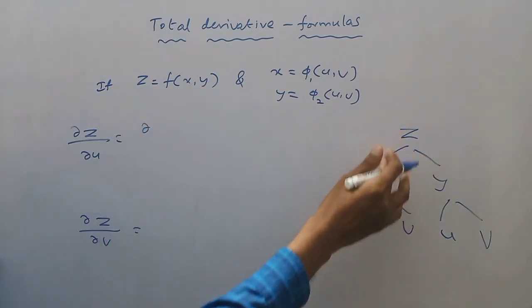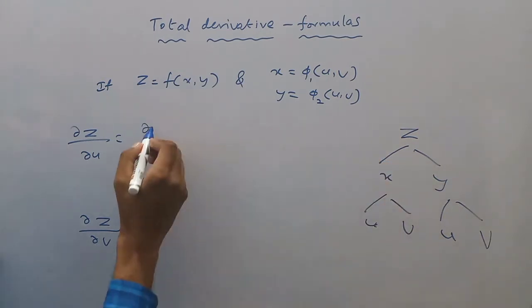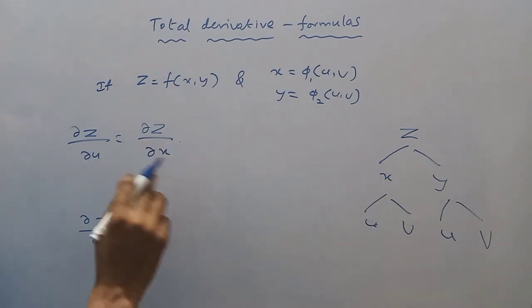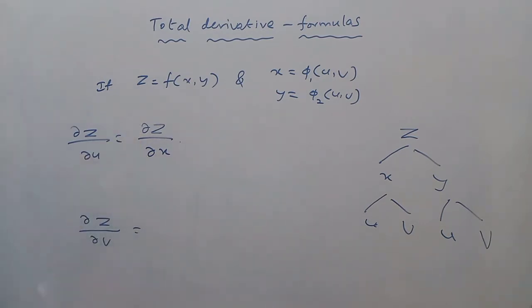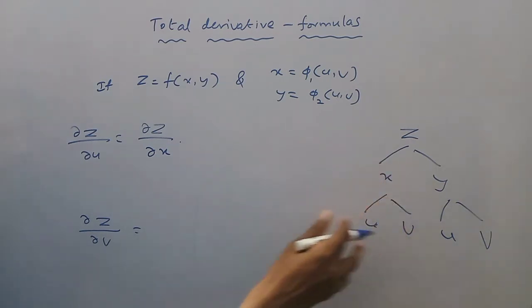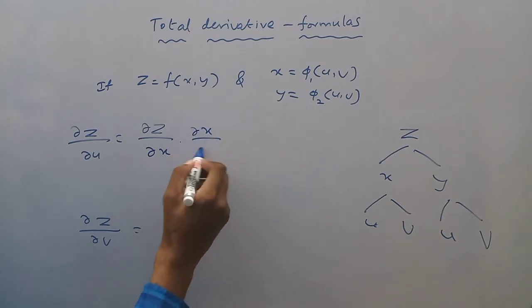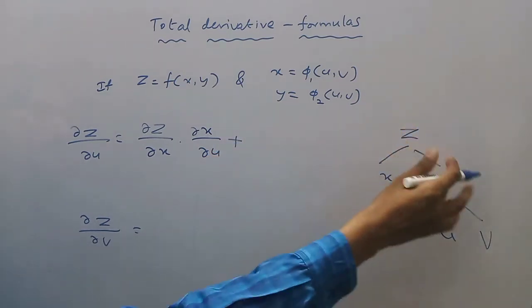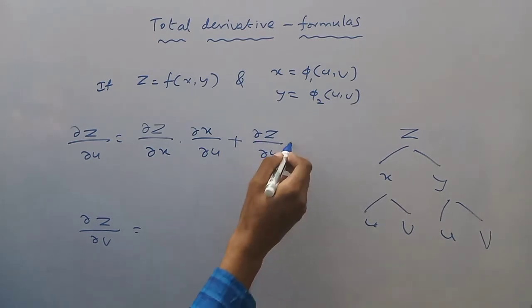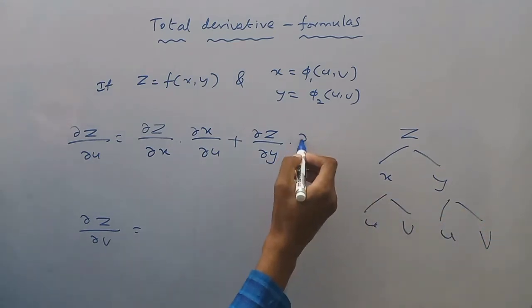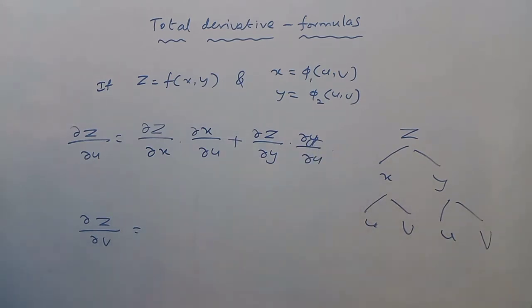So starting from z, first we have to cross x. Dou z by dou x, because z is a function of two variables, and two variables means the notation is dou. After crossing x, x is a function of u and v, again two variables, so dou x by dou u. Another possibility is through y. So plus, z is a function of two variables, so the notation is dou. Dou z by dou y into, again y is a function of u and v, two variables, so the notation is dou. So dou y by dou u.